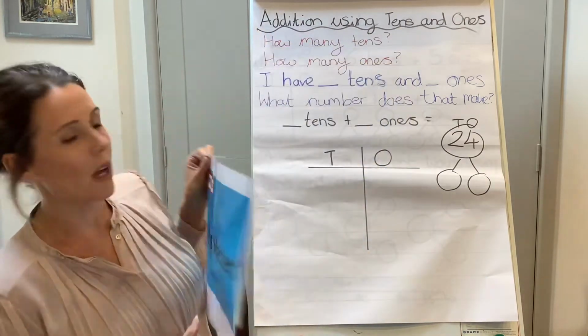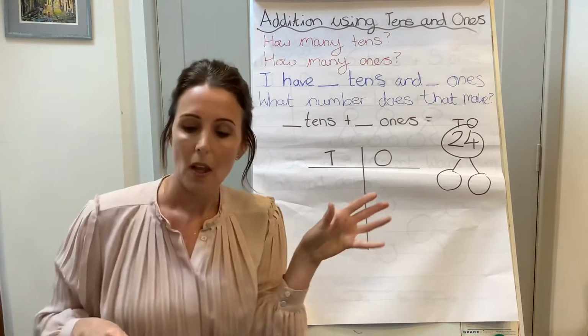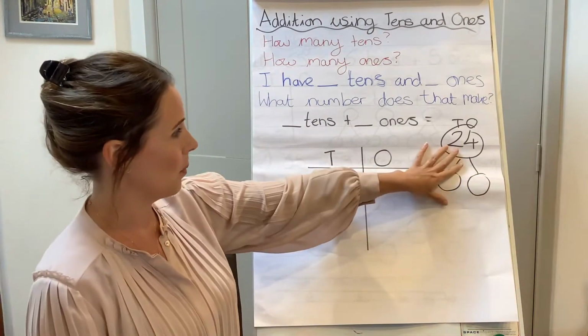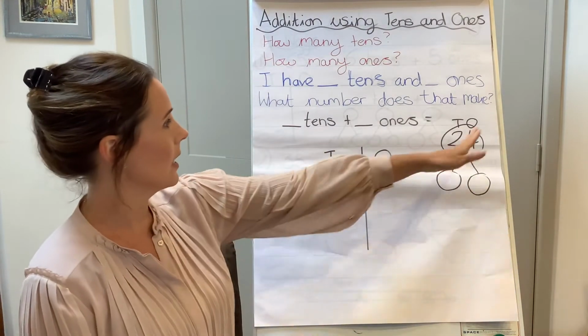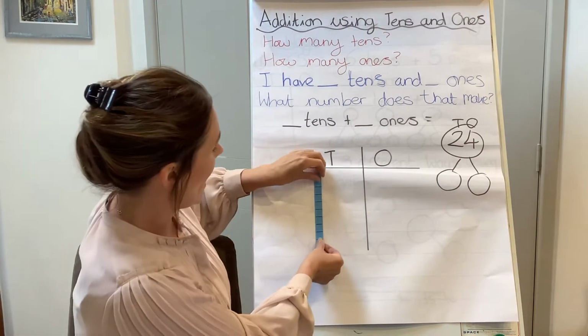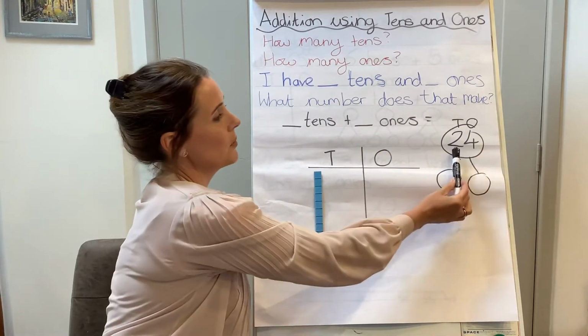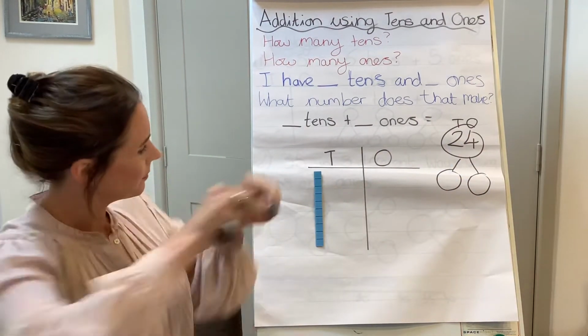The questions to ask ourselves are: how many tens have we got? How many ones have we got? So we'll look at the number 24. How many tens and how many ones make up the number 24? So we can use base 10. So 24, if we look at our tens and ones, is made up of 2 tens.